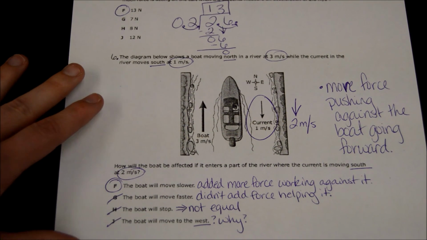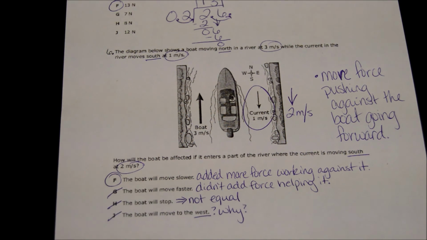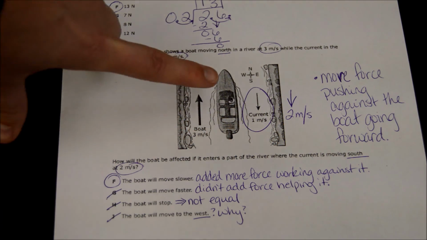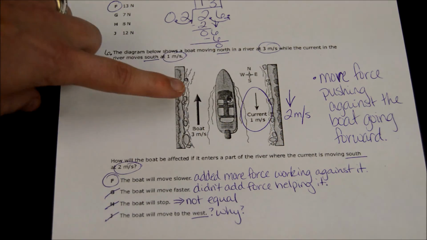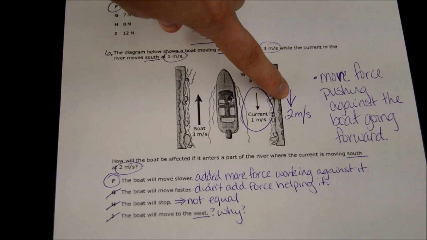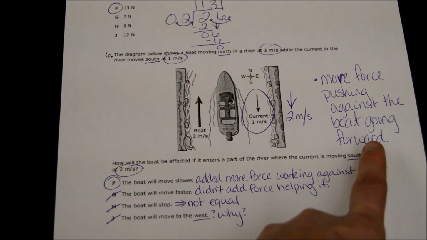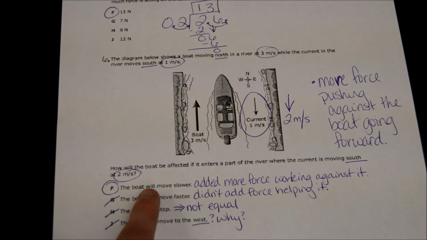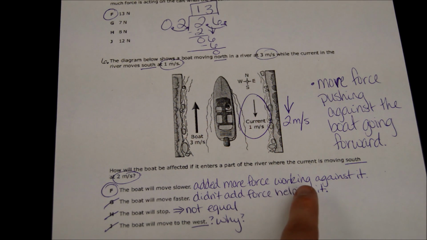Question number 6. It's talking about this boat moving up a river, and the boat has a force of 3 and a current working against it of 1. All right, so they're unbalanced, meaning the boat moves forward, and it wants to change the force working against it to 2 instead of 1. So more force is pushing against the boat going forward. All right, so answer choice F is our best answer because the boat will move slower but still going forward. That's because we added more force working against it, so it's going to be harder for it to move forward.